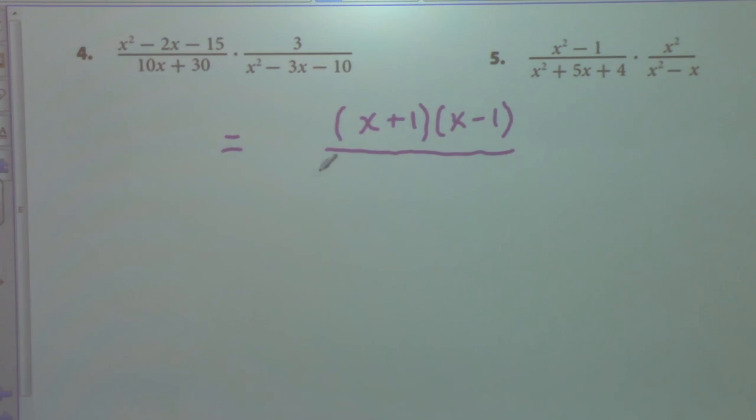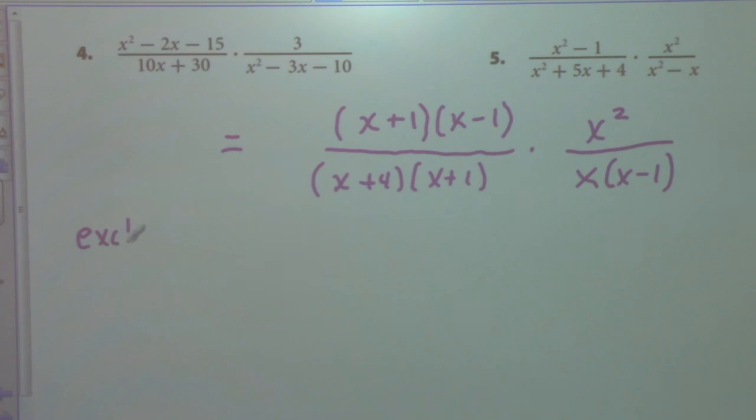On the bottom, I put x plus 4, x plus 1. Keep it going, Kendall. Okay, and then times, we had x squared, what goes over here? And then on the bottom, x minus 1. Okay, and excluded values. I'll put excluded values here. Excluded values are x cannot equal 1, negative 1, and negative 4.